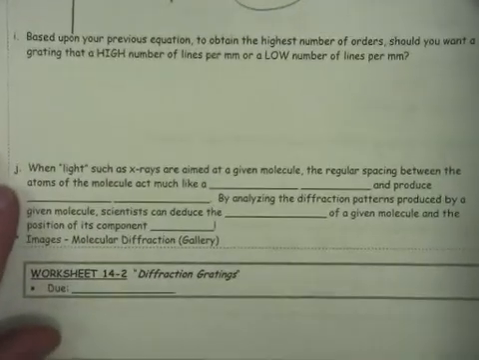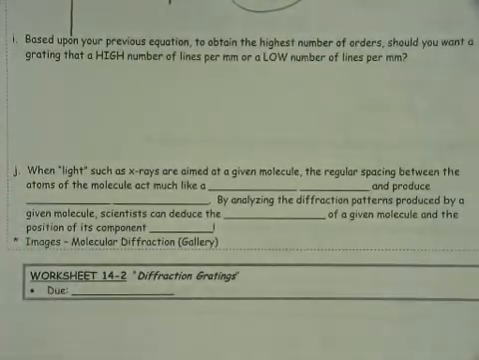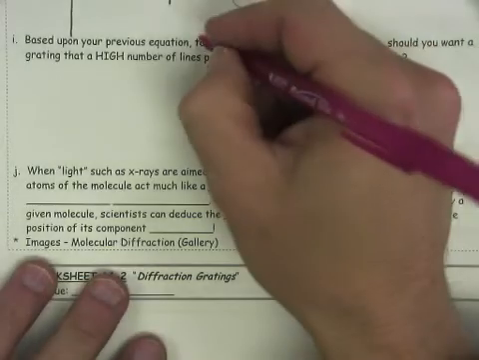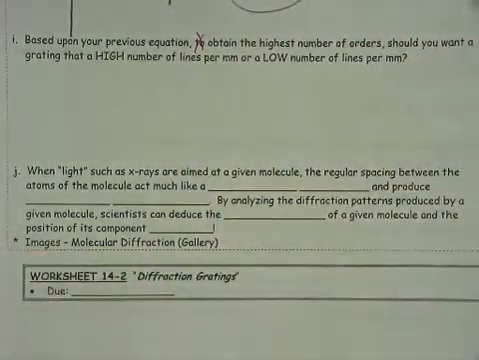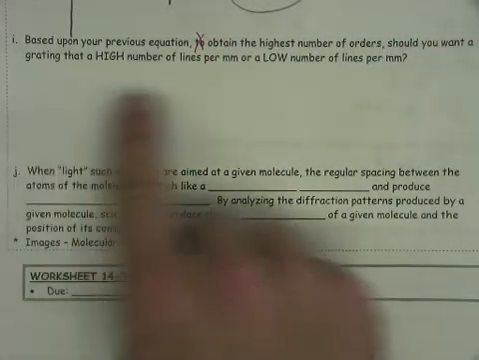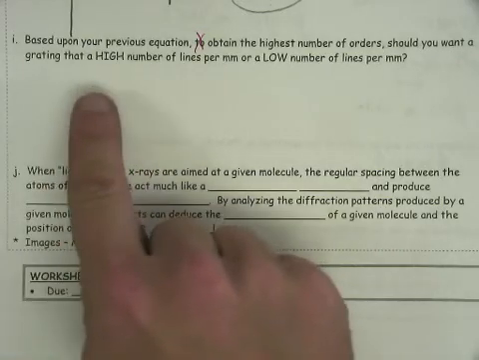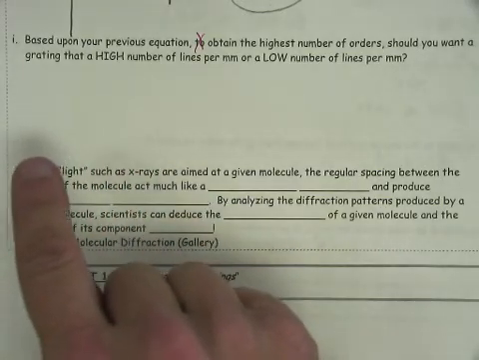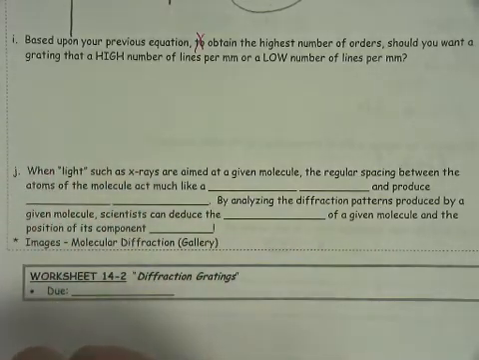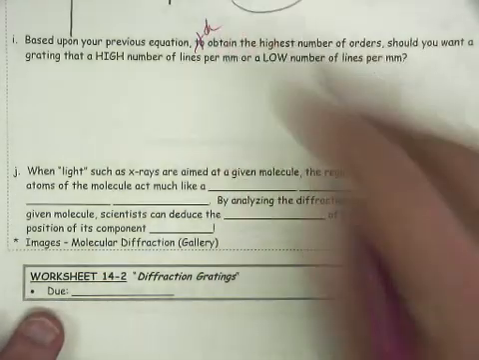All right, and then the last one. Based upon your previous equation, to obtain the highest number of orders, you should want a grating that has a high number of lines per millimeter or a low number of lines per millimeter. So that is actually okay.